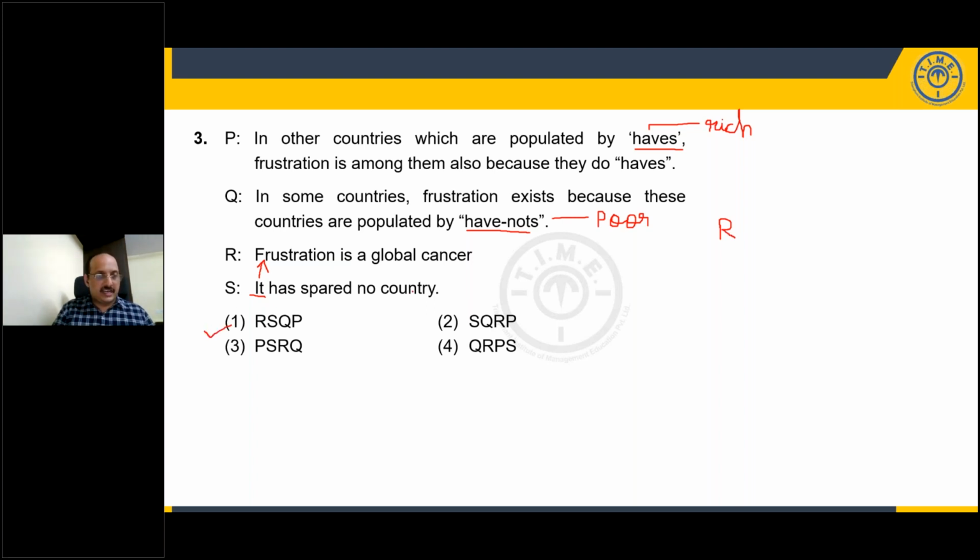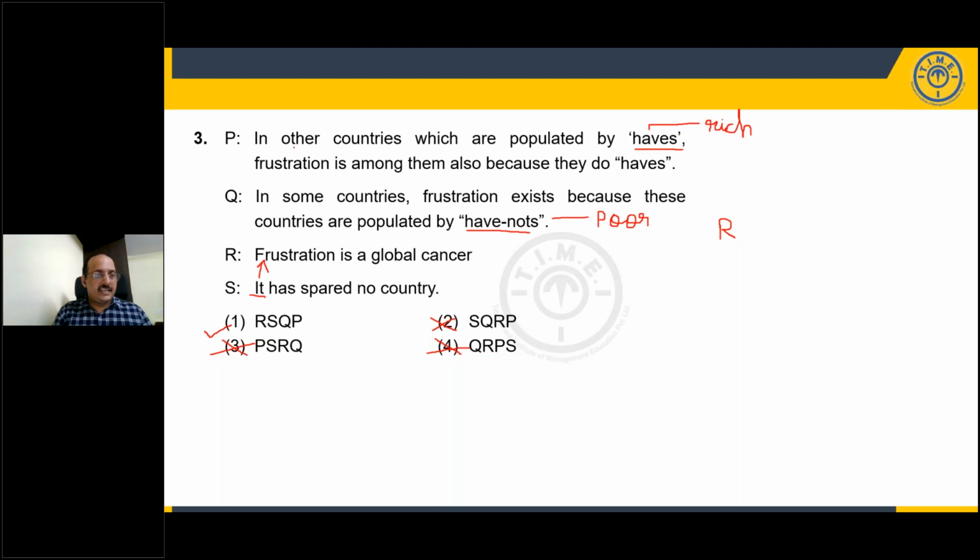So, okay, 1 has R, 2 does not have it, 3 does not have it, 4 does not have it. So I'm very lucky, straight, I got my answer. But still, like we discussed, just read the order once. Okay, so frustration is a global cancer. It has spared no country, fine, because it refers to frustration. In some countries, frustration exists because these are populated by have-nots. In other countries which are populated by haves, frustration is among them also because they do have.